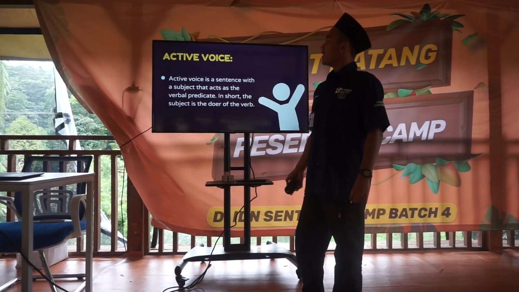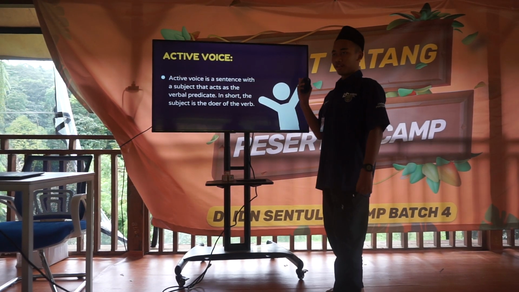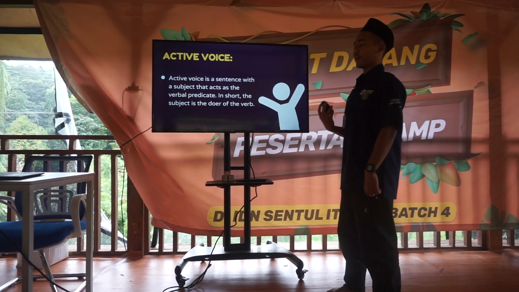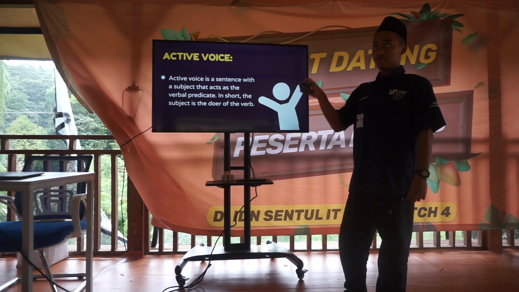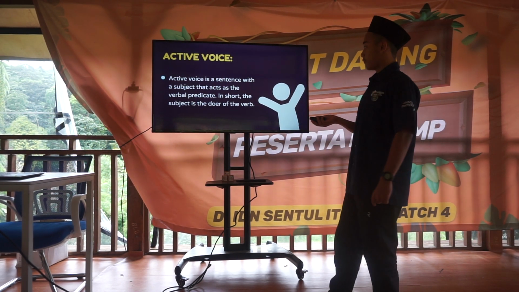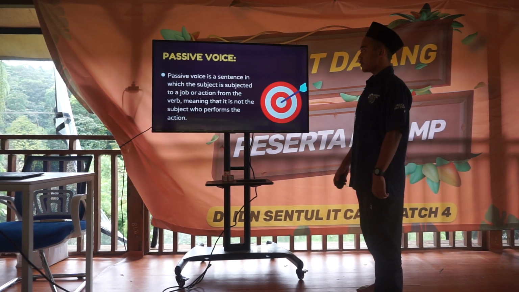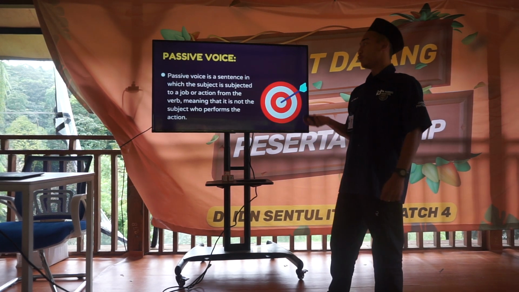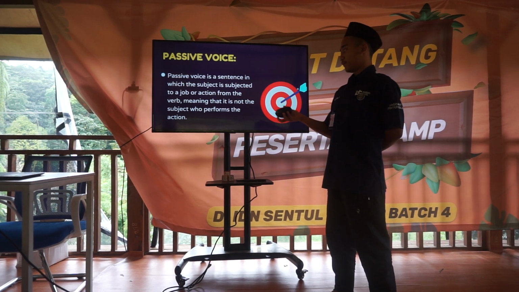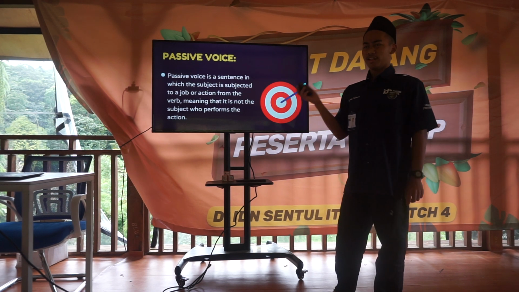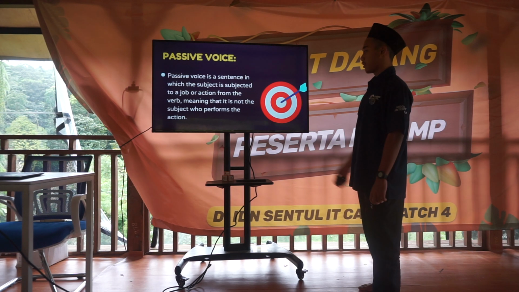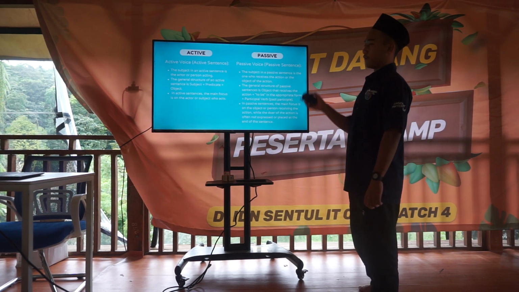Alright. So first, I'll explain about passive and active voice. Active voice is a sentence with a subject that acts as the verbal predicate, or in short, in active voice, the subject is the doer of the verb. And the passive voice is a sentence in which the subject is subjected to an action from the verb, meaning the subject is not actually the one who does the verb in the sentence.